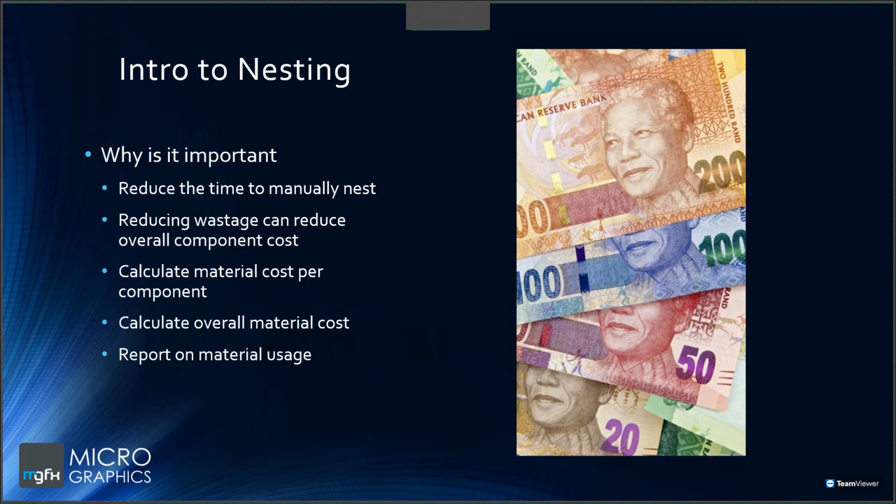And at the end of the nesting, you'll be able to get a report that will also calculate the material cost per component, and the overall material cost. So if you're doing a big job, you can get to your overall material cost a lot easier. And you can also pull reports on material usage. So there'll be a lot of information that you can actually extract out of the nest once you have completed it and you're viewing your results. And we'll see that towards the end of the webinar with the results section.